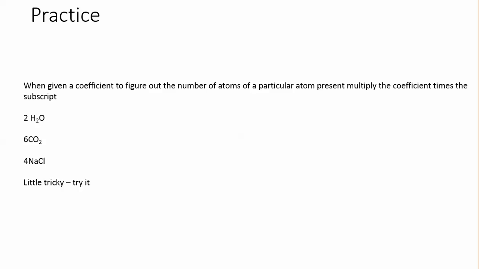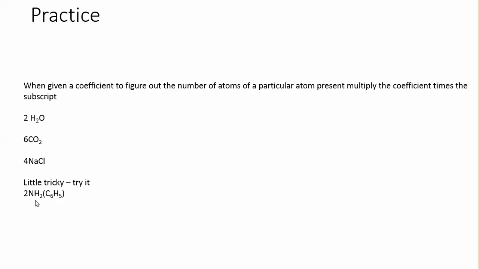Alright, try this one. It's a little tricky, but try it. How many molecules are present? That's right, you look for the coefficient, 2. So there's 2 molecules present. How many elements are present? That's right, look for the capital letters. So there are 3 present. Nitrogen, hydrogen, and carbon. This hydrogen is a duplicate.